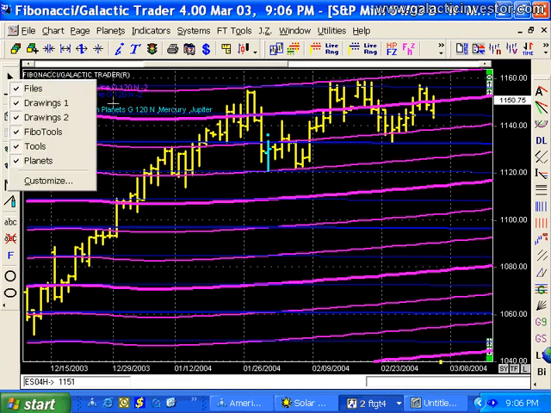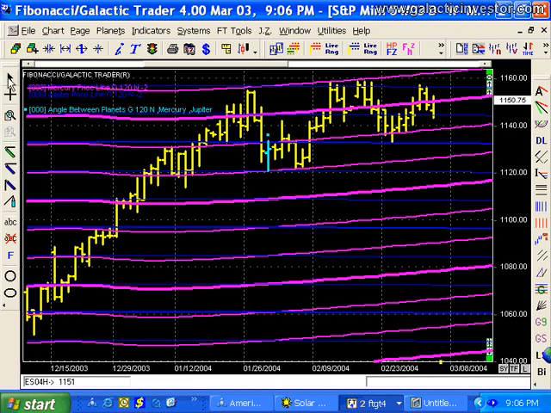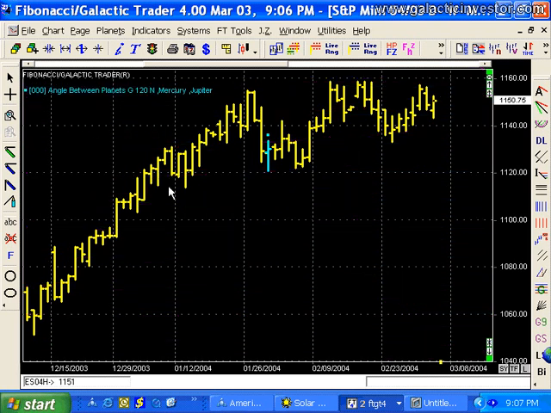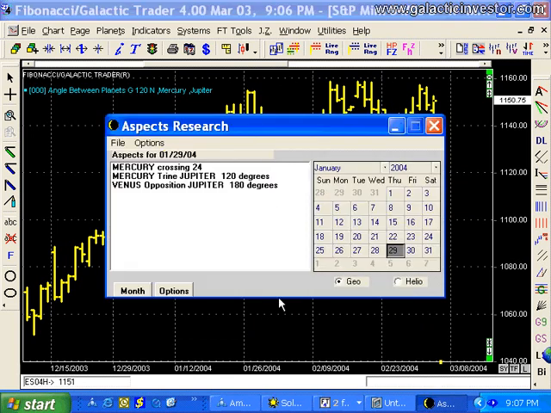So let's just get rid of our lines on the chart and start from scratch. Let's click on the bar that we're analyzing. Left click on the bar and click on helio, and you'll see two aspects on this particular day. You'll see Mercury sesqui-square Saturn, 135 degrees, and Venus crossing the 24 line of the universal clock heliocentrically.